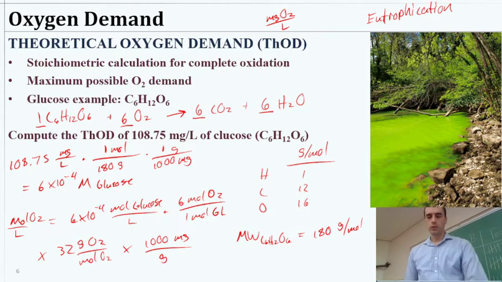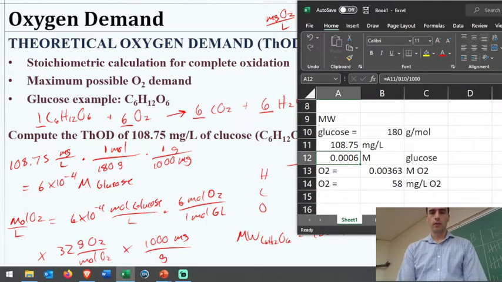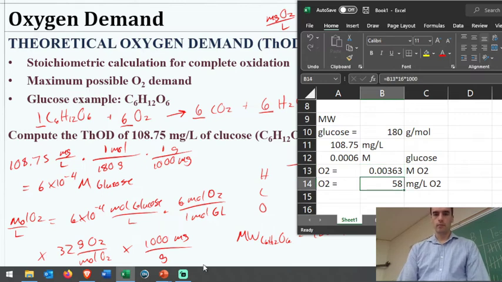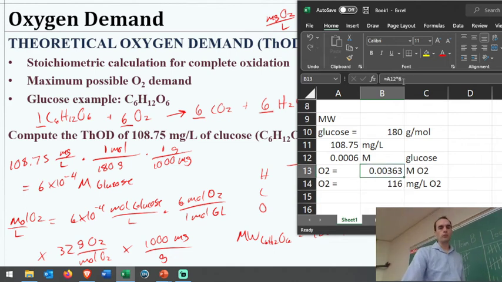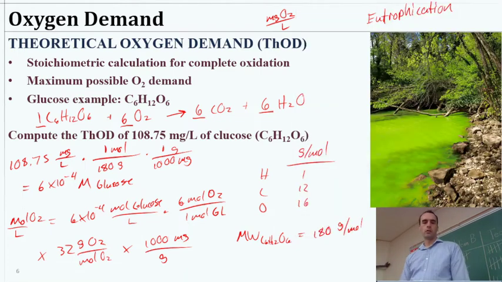Okay, so let me just double check that I did get O2 and not make the mistake I warned you against. Yeah, totally did. Okay. Once we do that, that should come out to 0.0036 moles per liter of oxygen, or 116 milligrams per liter of oxygen. So that looks right. Cool. Okay, so that's a lot of oxygen. And if you remember back from, let's go and write this out.